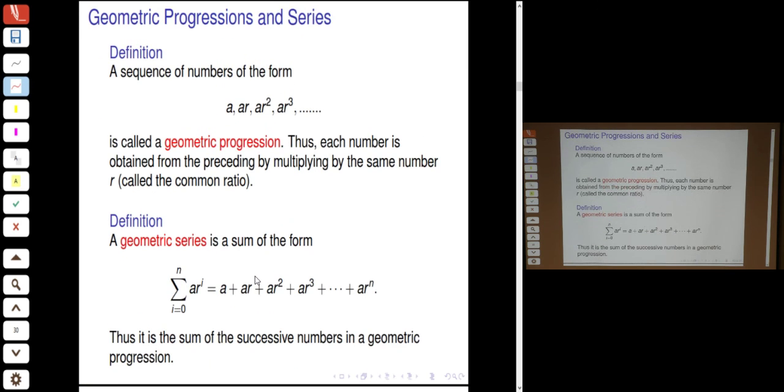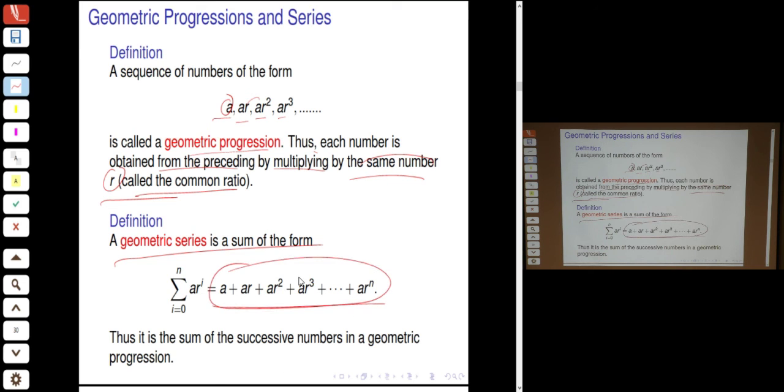Similarly, you can have a geometric series. A sequence of numbers of the form a, a times r, a times r squared, a times r cubed, etc. is called a geometric progression. Each number is obtained from the previous one by multiplying by a fixed number r, which is called the common ratio. And a is the first term and r is the common ratio. A geometric series is the sum of the successive first n plus 1 terms in a geometric progression.